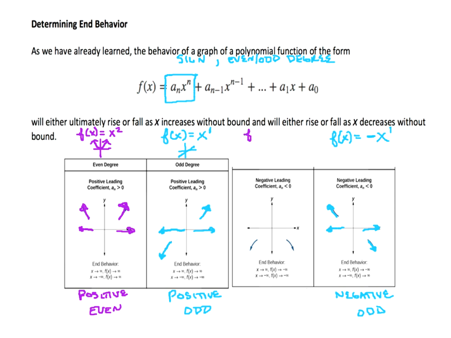And then finally, we've got the negative quadratic. So f of x equals negative x squared. And I call this tails down because it's reflected. So as x approaches negative infinity, f of x approaches negative infinity. As x approaches positive infinity, f of x approaches negative infinity. So this is a negative even.